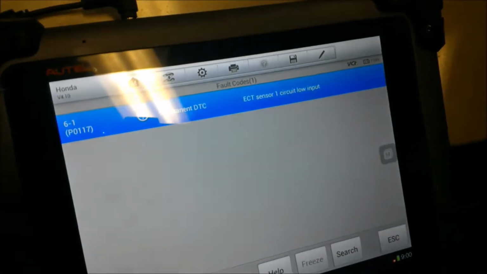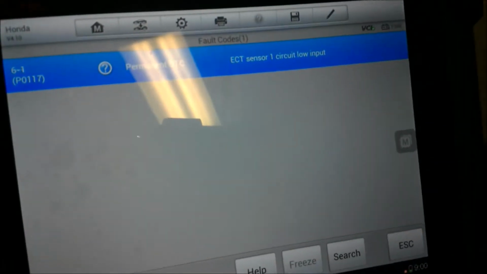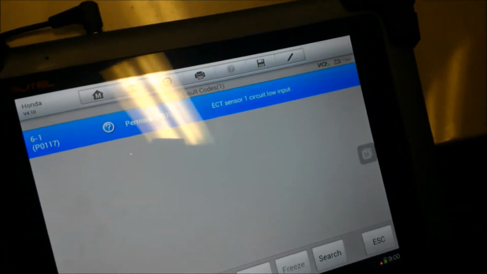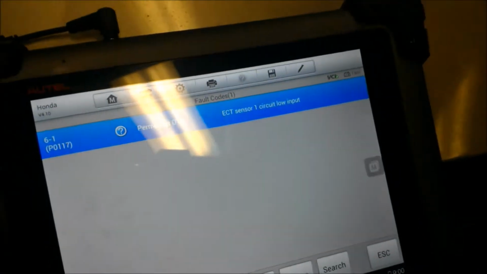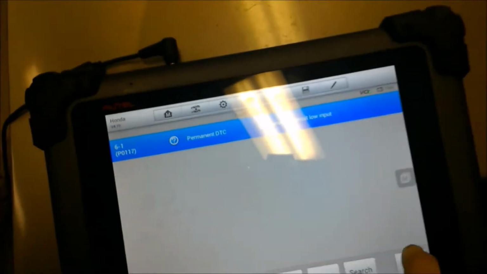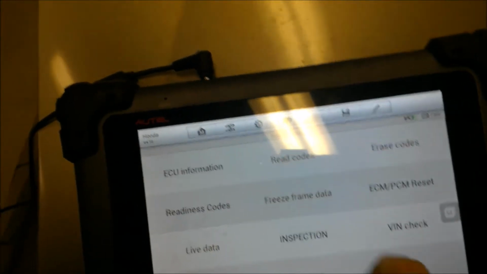The code we have right now for this one is the ECT sensor, which picks up the temperature the engine's at. So it's the engine coolant temperature sensor, and that's going to be a permanent code. So that is present right now, and then go to the freeze frame for it.